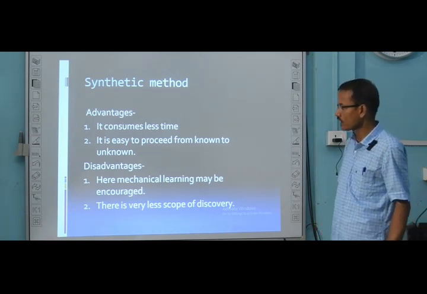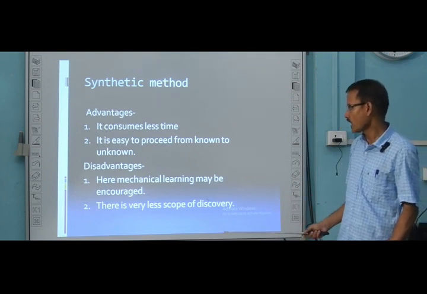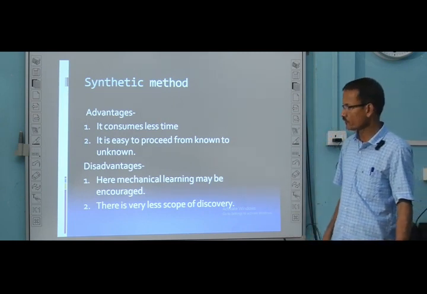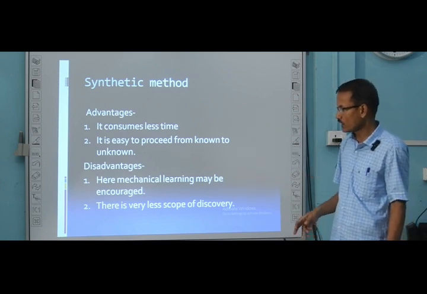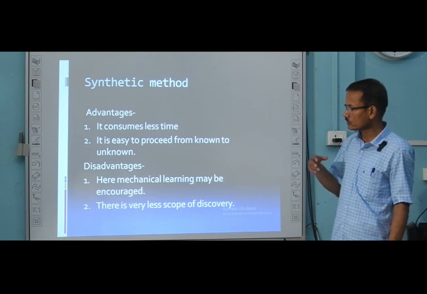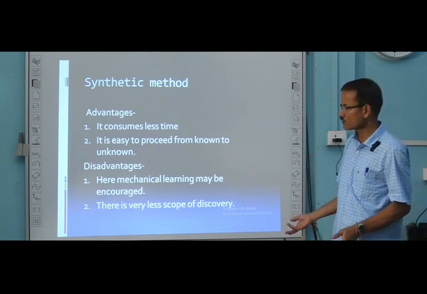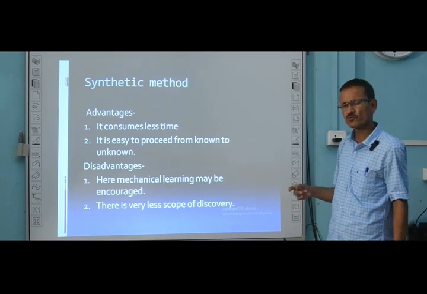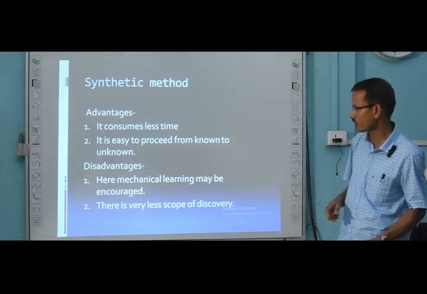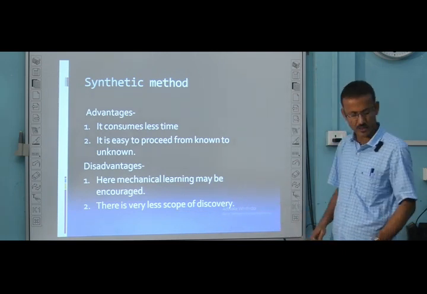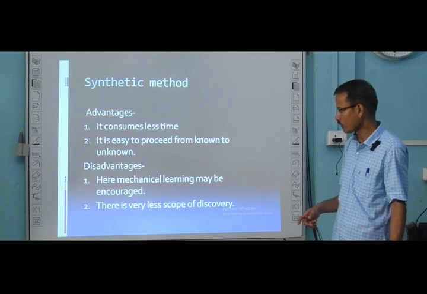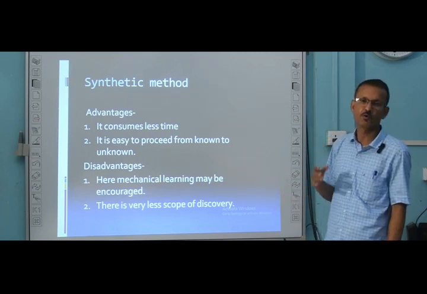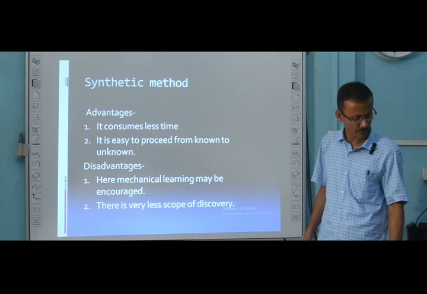And the disadvantage is that mechanical learning may be encouraged, because in analysis, which is the opposite of synthesis, we go on providing reasoning in every step, but we don't use such reasoning in synthesis. So sometimes we go mechanical in this process, and that is one of the disadvantages. And there is very little scope for discovery. This sometimes becomes mechanical, and in a mechanical process there is less scope for discovery from the viewpoint of students' learning. So these are the disadvantages.